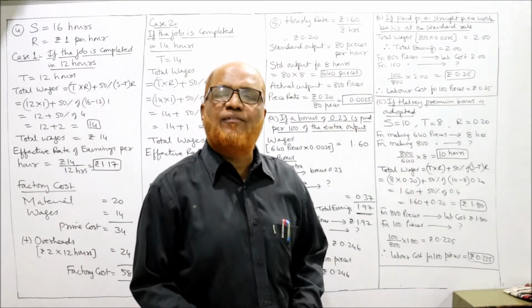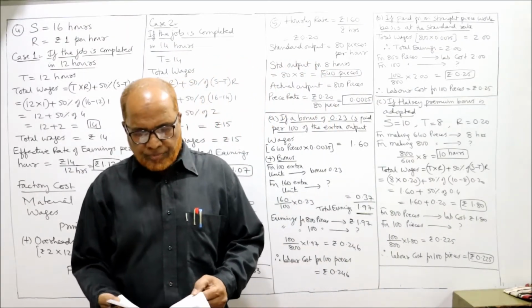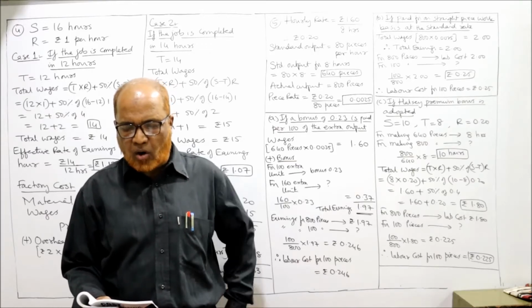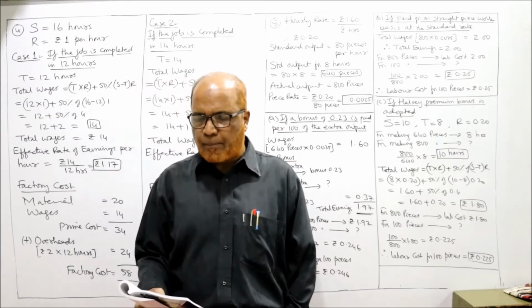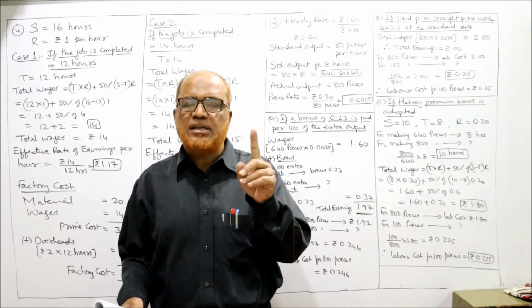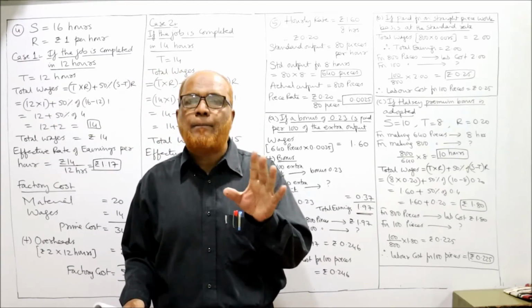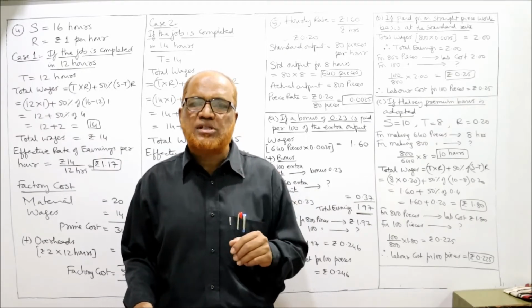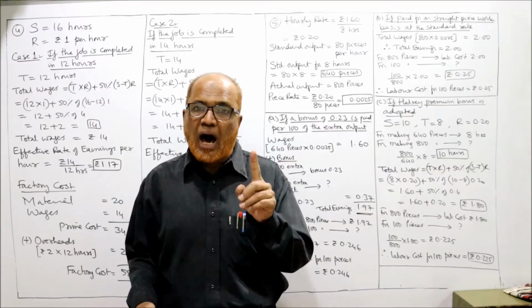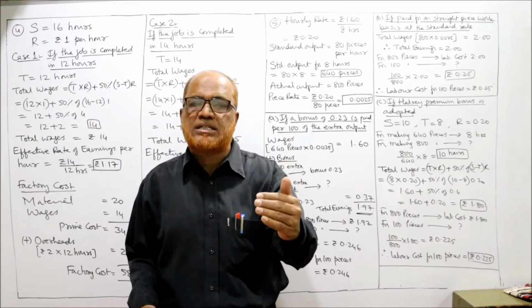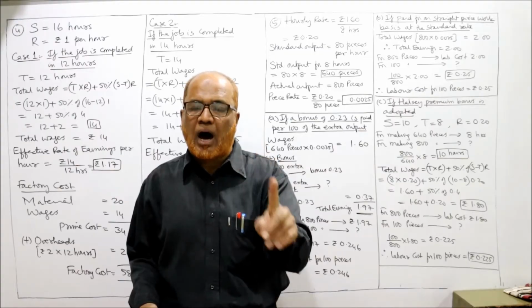Now see problem number 5. An operator engaged in machining certain components receives an ordinary rate of 1 rupee 60 paisa per day of 8 hours. The worker is getting 1.60 rupees for a day of 8 hours. So in 8 hours he gets 1 rupee 60 paisa, then how much per hour? 1.60 divided by 8 will give the rate per hour.